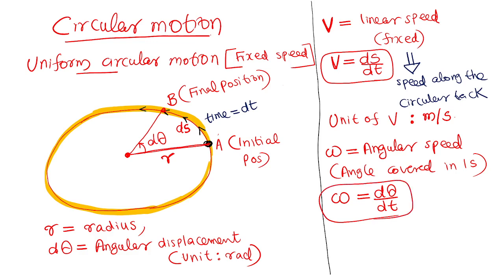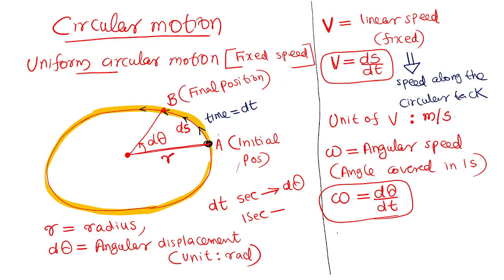I will repeat, don't worry. In dt time, I cover d theta angle. Understood? In dt seconds, I cover d theta angle at the center. So in 1 second time, how much angle can I cover? In dt seconds, d theta angle I can cover. Then in 1 second time, how much angle can I cover? d theta by dt. So d theta by dt is the angular speed. Angular speed is the angle covered at the center in 1 second time.